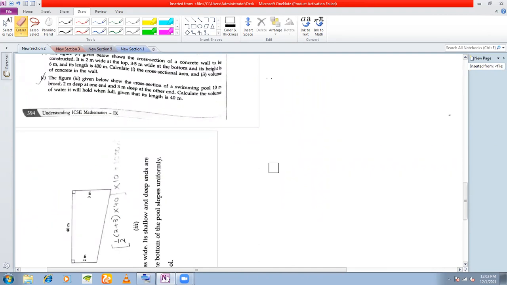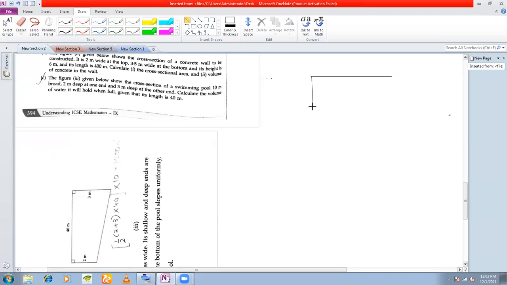Okay, let's see this. The figure given below shows the cross section of a swimming pool, 10 meters broad, 2 meters deep at one end, and 3 meters deep at the other end. Calculate the volume of water it will hold given that its length is 40. The cross section of a swimming pool looks like this. Now, what do you mean by cross section of a swimming pool?